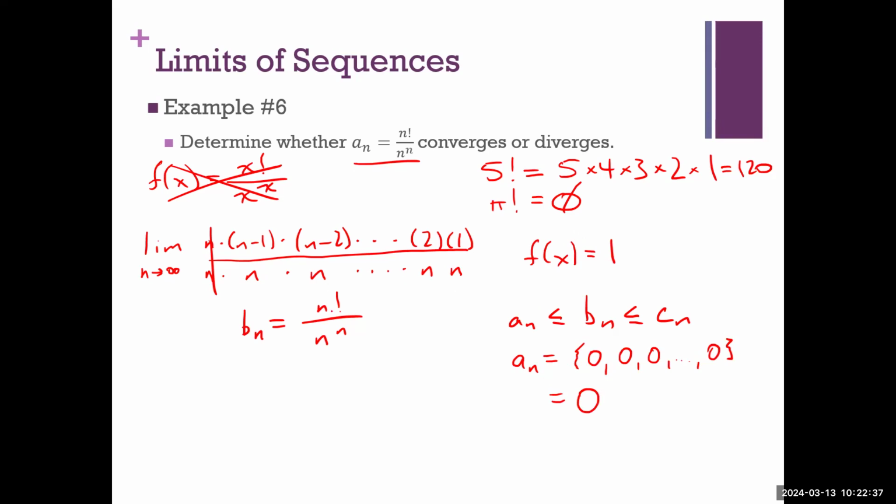In b sub n, is every term going to be positive? Is n factorial going to be positive? Is n to the n going to be positive? How come? I'm only looking at n equals 1 and beyond. So I'm only dealing with positive numbers, so I can call a sub n 0.